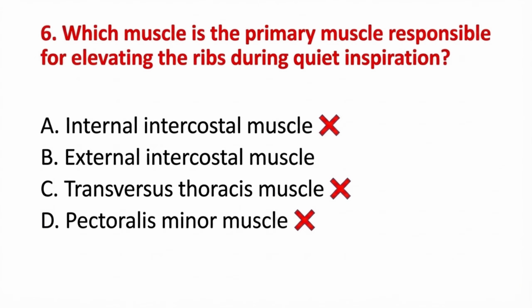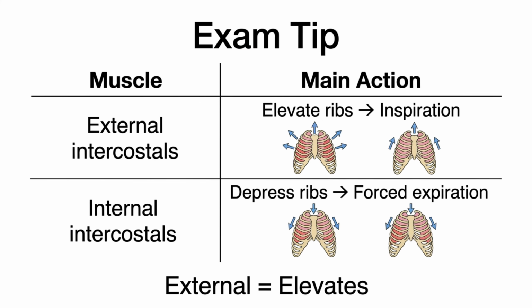Exam tip. Remember, external intercostal elevates the ribs during inspiration. A memory aid is external muscles help expand the chest. Okay? Let's go to question 7.